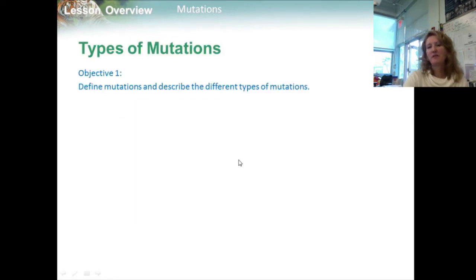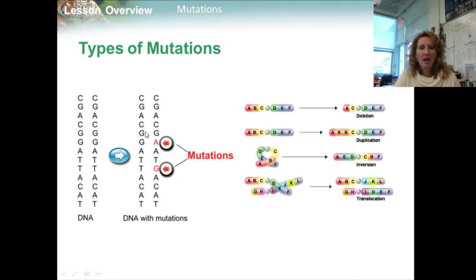All right, so let's look at our first objective, define mutations and describe the different types of mutations. Now and then, cells do make mistakes in copying their own DNA, inserting the wrong base or even skipping a base as a strand is put together. These variations are called mutations, from the Latin word mutar, meaning to change. Mutations are heritable changes in genetic information.